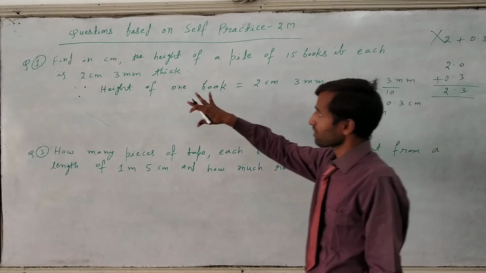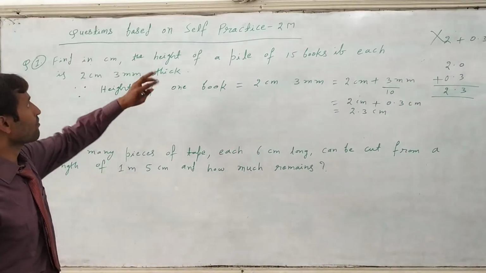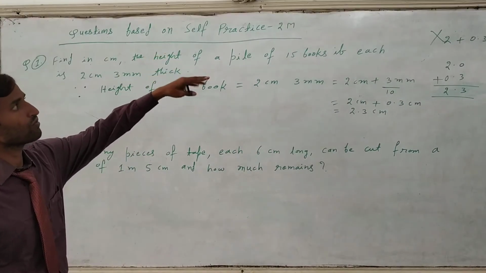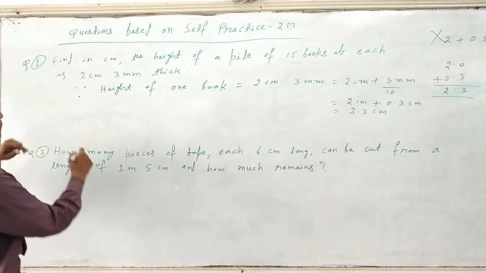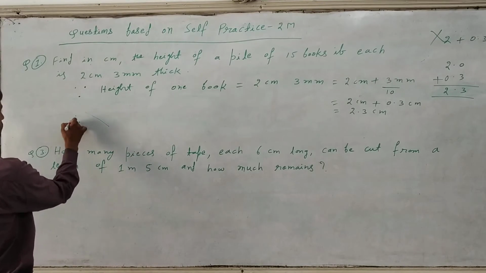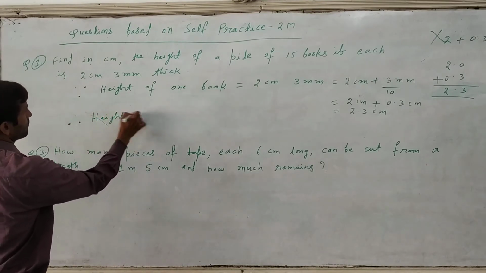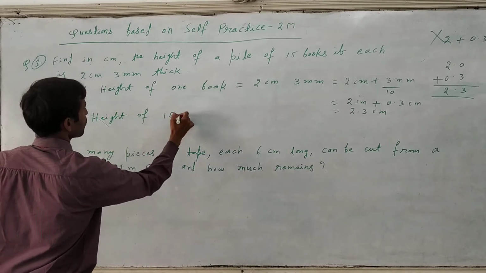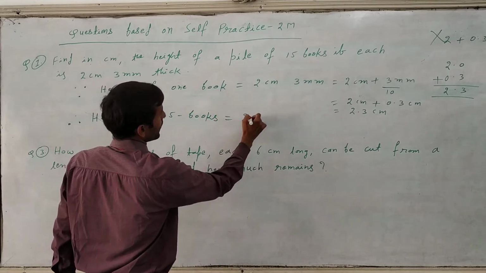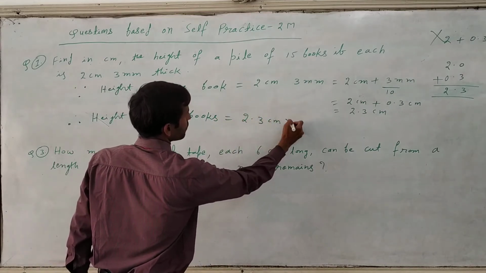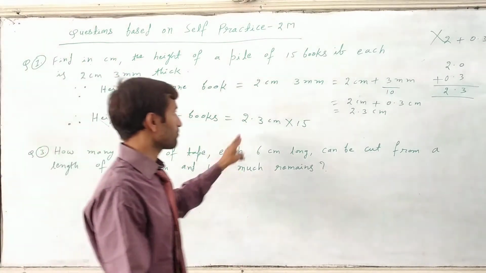Up to this we have found the height of one book in centimeter. Now we have to find the height of a pile of 15 books. So write down: height of 15 books is equal to 2.3 centimeter into 15. Now the process is to multiply.